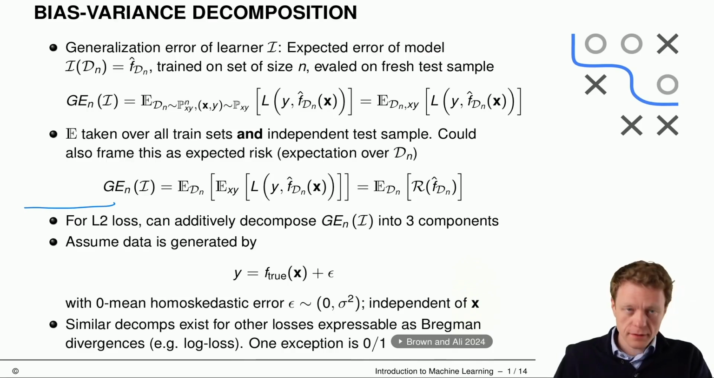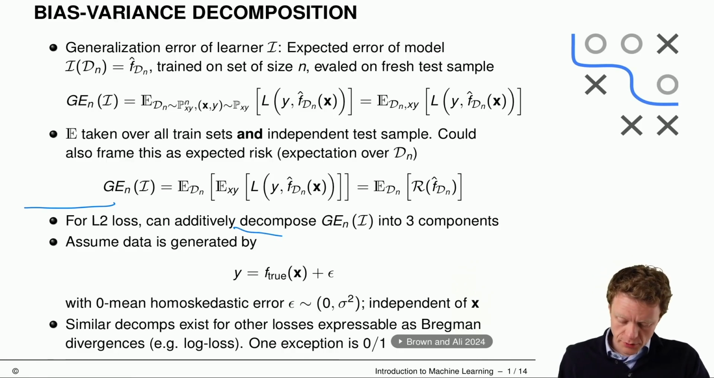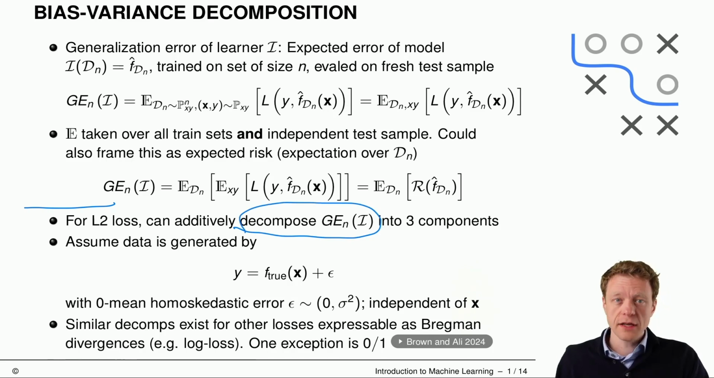Now, the slide has a second part. Now we just look at the L2 loss. If we just look at the L2 loss, we can decompose this generalization error into 3 components. You will see the formula on the next slide, and we have an entire deep dive that proves that that formula is actually the decomposition of the generalization error.